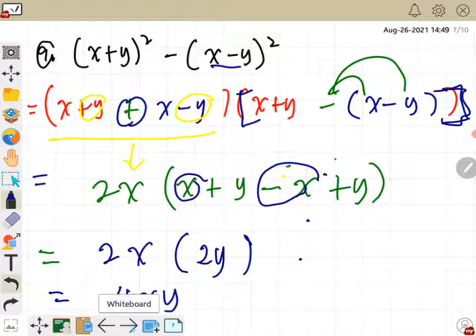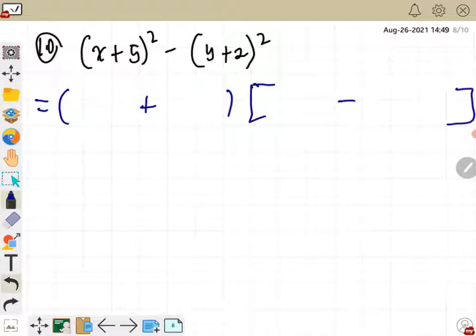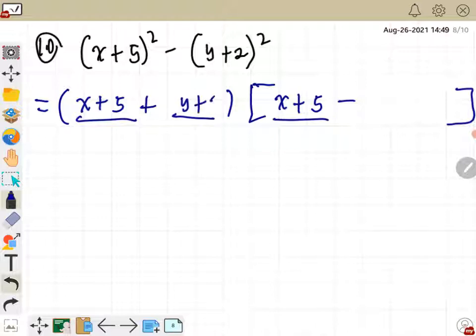For number 10, we have the same idea. Since this will be minus later on, we'll prepare that this one will become a bracket. So we split (x plus 5) squared into (x plus 5) and (x plus 5). Then the (y plus 2) squared is here, y plus 2, and another y plus 2; since it is minus, that should be enclosed with parentheses.